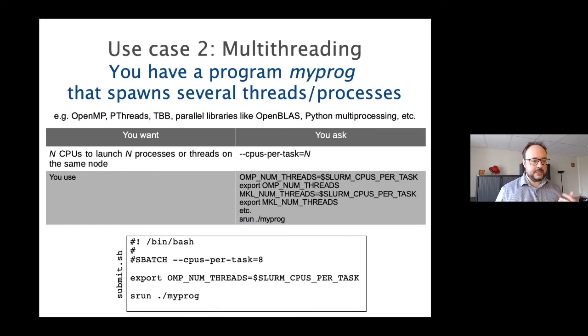So a minimal submission script looks like this. You specify --cpus-per-task equal, for instance, 8, and then you export OMP_NUM_THREADS equals SLURM_CPUS_PER_TASK, and then you run your program. And if your program is a properly compiled OpenMP program, it will be able to use 8 CPUs on the same node.